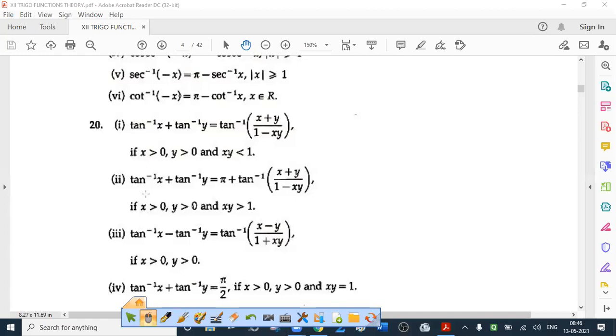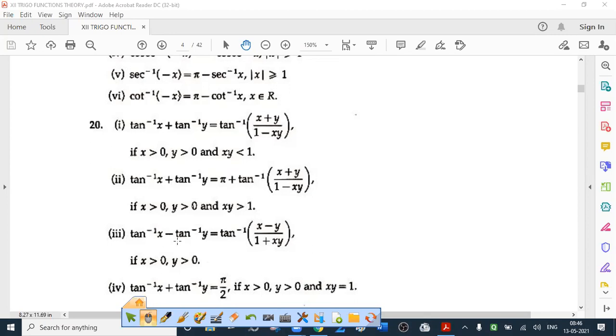That is why we just took tan inverse x plus tan inverse y as tan inverse of (x plus y) upon (1 minus xy) in case of derivatives. But here in trigonometric functions, if x and y both are positive and if xy is greater than 1, then tan inverse x plus tan inverse y is pi plus that. A proof will not be asked, but I'll tell you the proof of this.